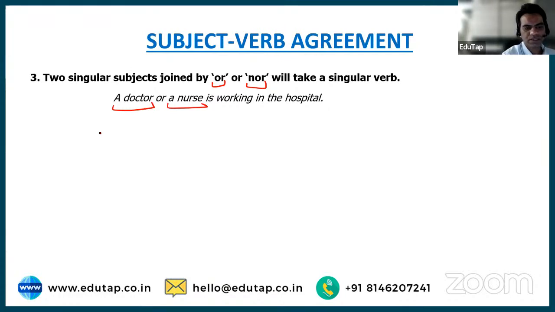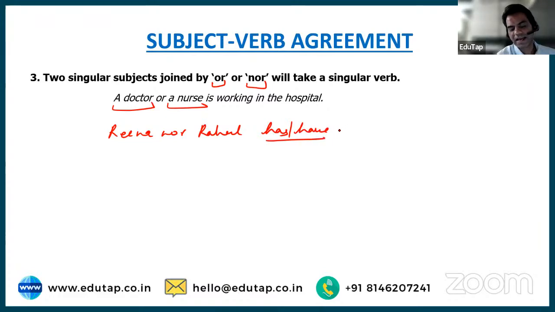But if I say, "Neither Reena nor Rahul has arrived yet or have arrived yet?" That is the question I wanted to ask you. Now guys, Reena nor Rahul. Now what he's saying, if two nouns are joined by nor, right? So the following verb should be singular or plural. Yes guys, what should be the answer here?